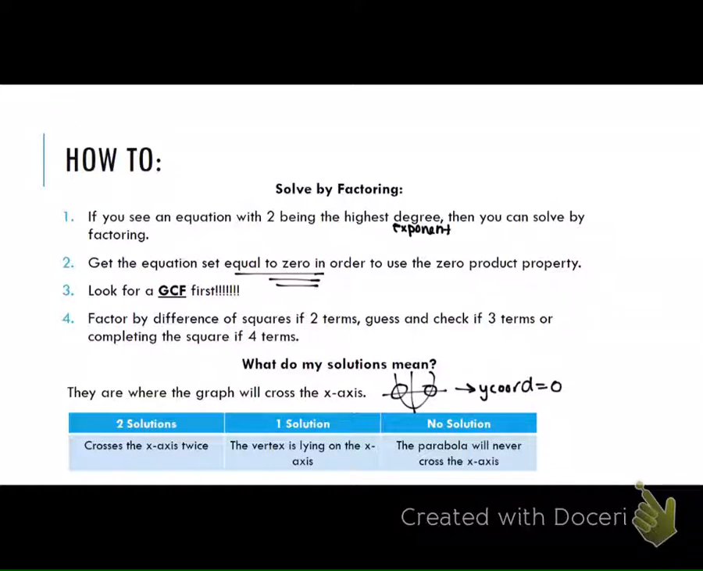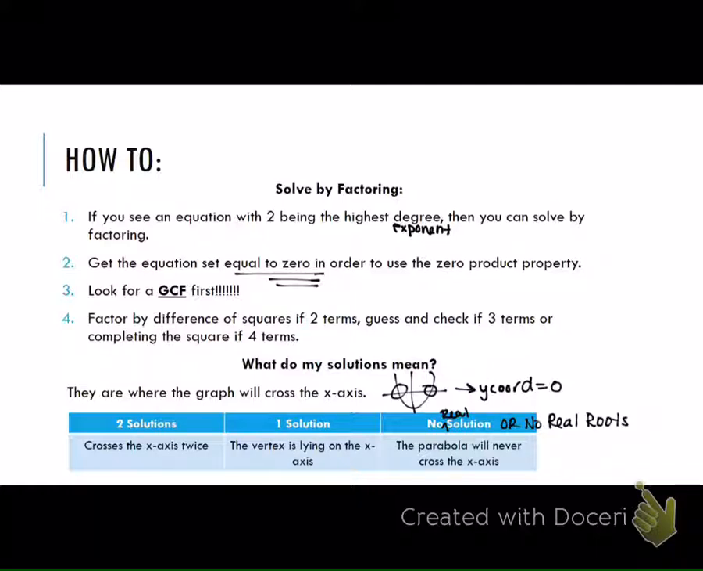And if there's no solutions, we say no real solution, right? Or no real zeros. It doesn't matter which way you say. That means that you're never crossing the x-axis. And you will find that those are imaginary solutions when you get to Algebra 2. All right. So let's try to do some of these problems. Go ahead and flip to the next page.